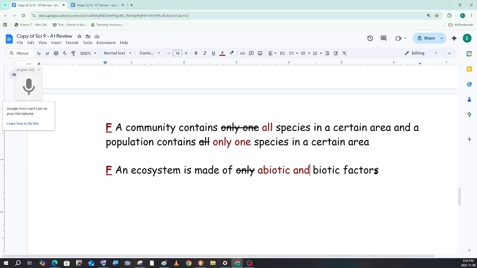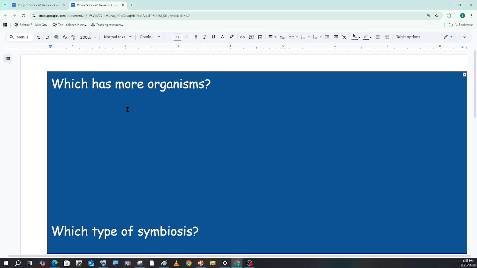All right, so that brings us to the end of the worksheet from the other day. Now I'm just going to move on to a new activity here that I'd like to go through. So for part 1 of this activity, I'm going to ask you, which has more organisms? A phylum or an order?